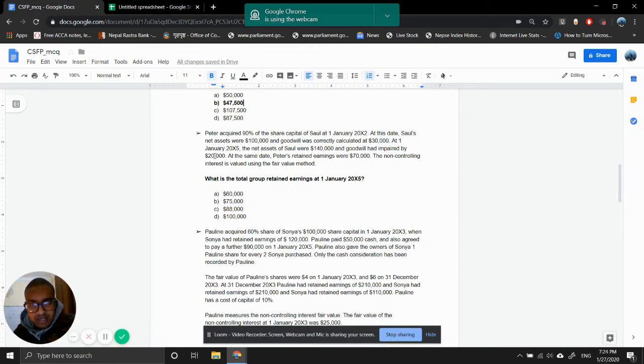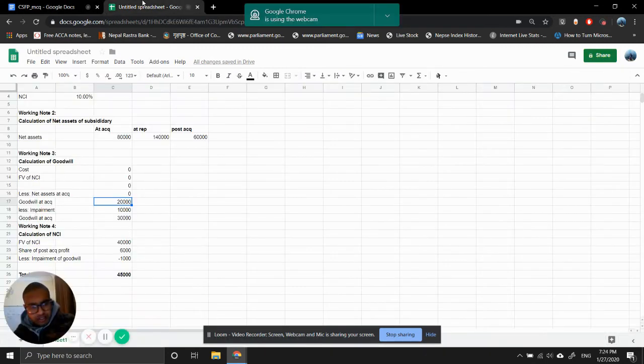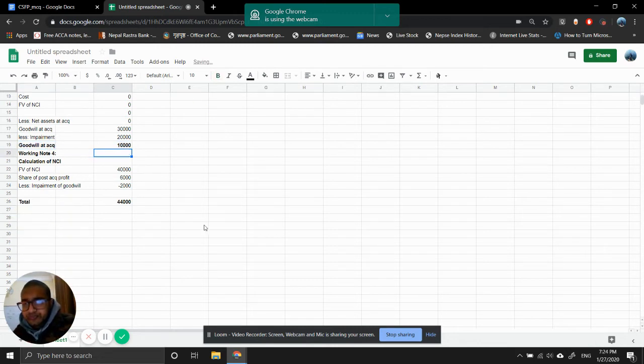Okay, and then it's been impaired by 20,000, so that means our carrying amount is only, so this should be this figure minus our impairment, right? So 10,000 is our goodwill at acquisition. Okay, so after that, we don't need to calculate this figure. Calculation of NCI is not needed, so that's not possible as well because we are not given any fair value of NCI. I mean fair value of NCI, yeah, that's not given.